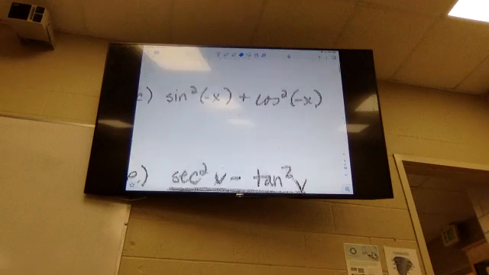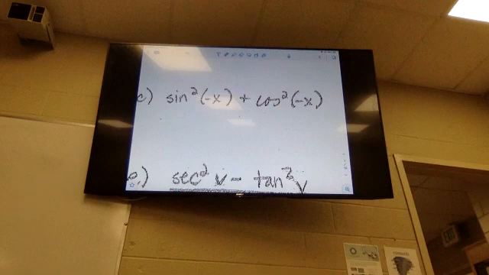Okay, I've got sine squared of negative x plus cosine squared of negative x. Does that look like anything on our paper? Even a little bit? The first Pythagorean. It kind of looks like the first Pythagorean, right? Except this time I've got a negative x.